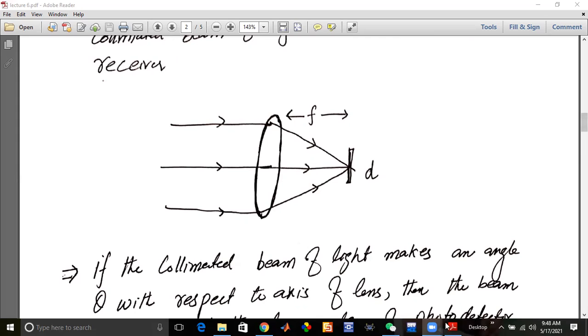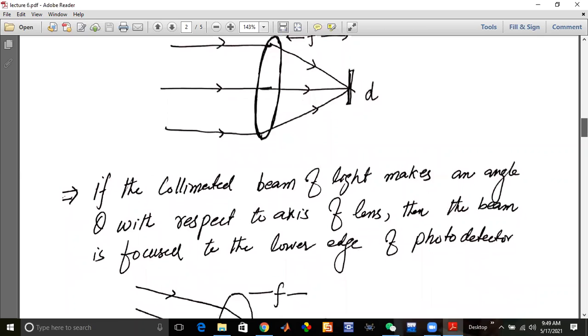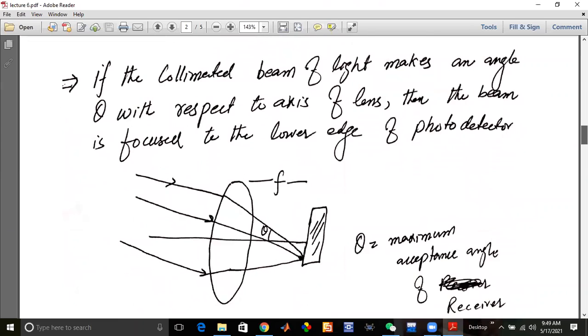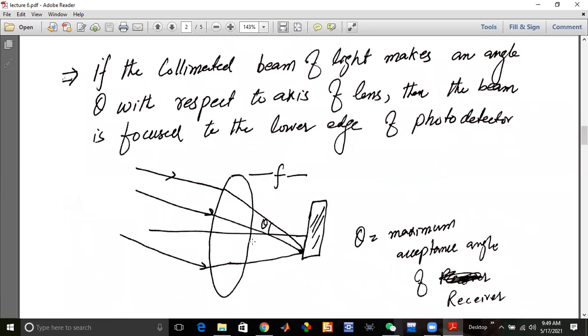So if the collimated beam of light makes an angle theta with respect to an axis, for example, you see here, this is the axis of the spherical lens, and this is the center ray. You know that the central ray will be undeviated.